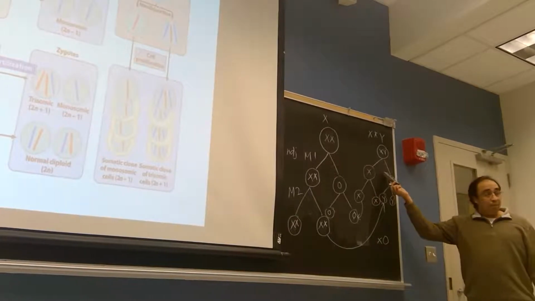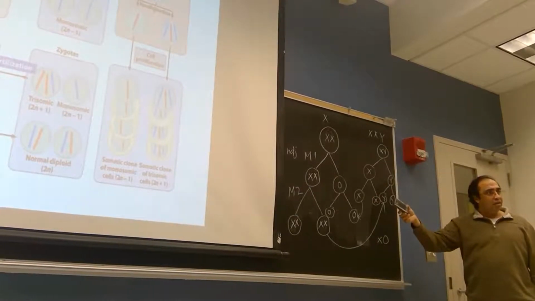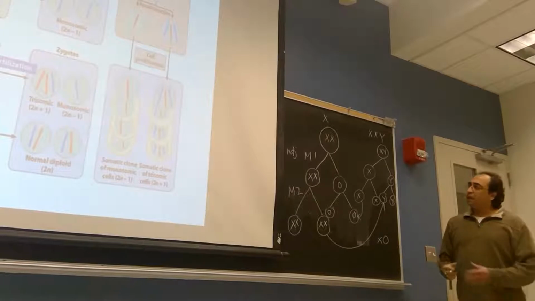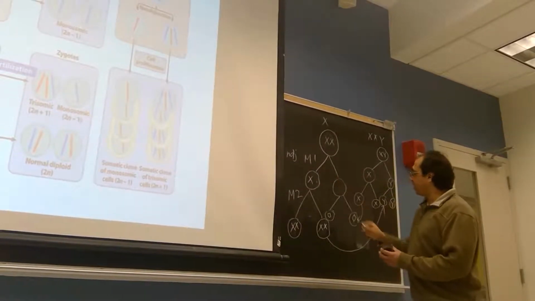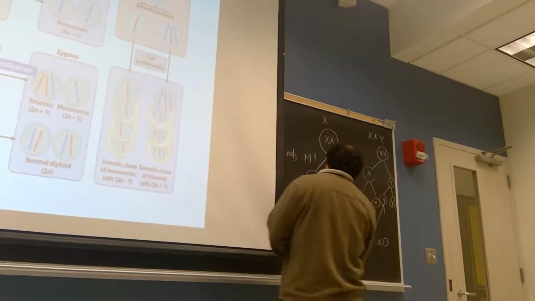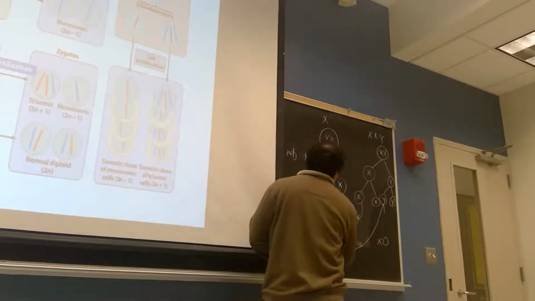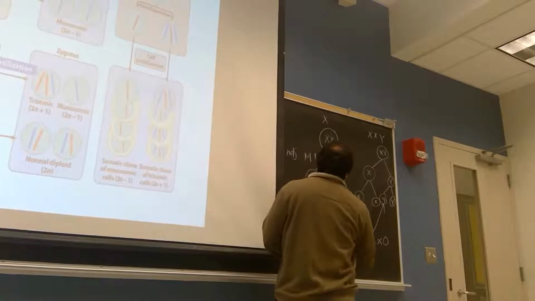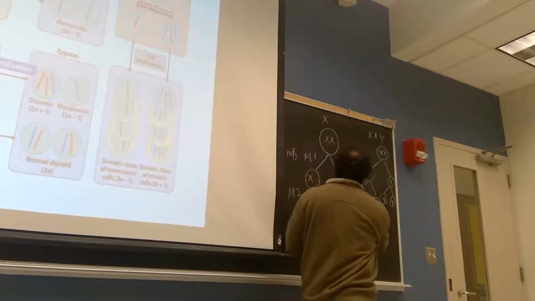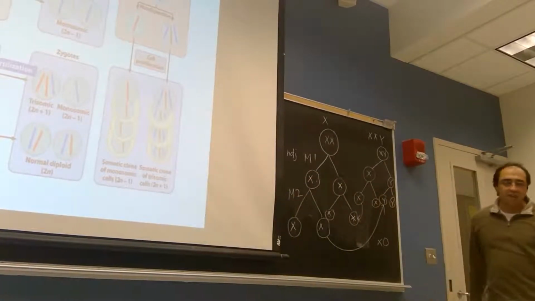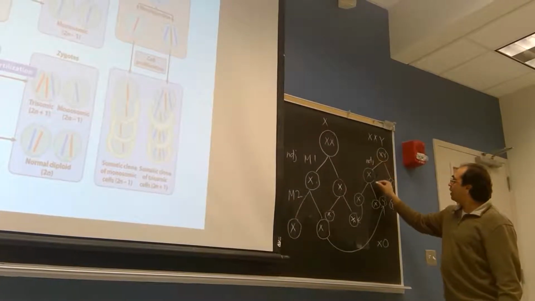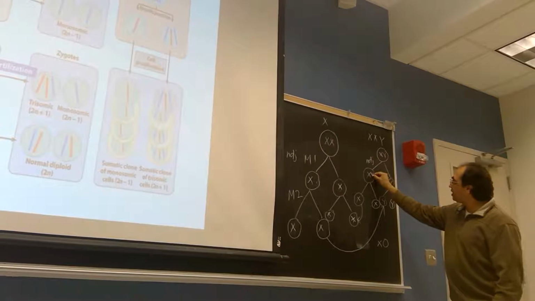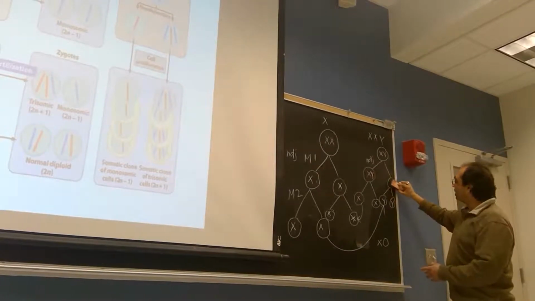Non-disjunction can be in male, can be in female. If the female condition is okay, and the female is producing the normal gamete, what will happen for the male? So these are normal gametes. But here is non-disjunction in meiosis 1. So we'll have one gamete like this and one gamete that is null.